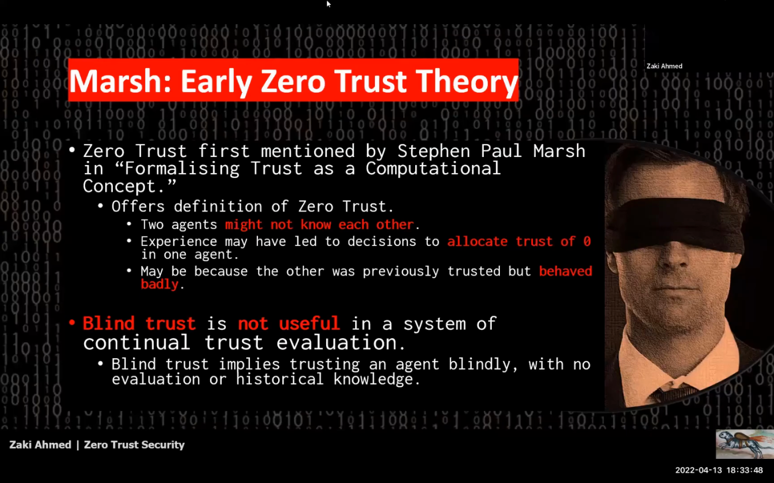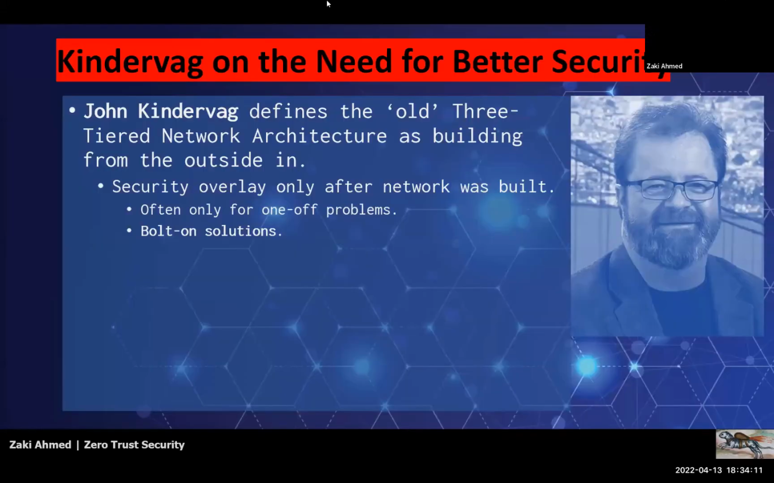Marsh first mentioned zero trust in his scholarly article, formalizing trust as a computational concept. It argues that trust is a means for understanding and adapting to the complexity of the environment, a means of providing added robustness to independent agents, a useful judgment in light of experience of the behavior of others.